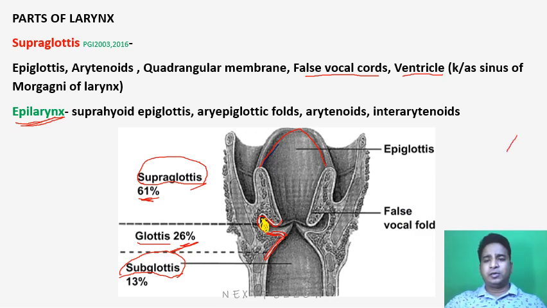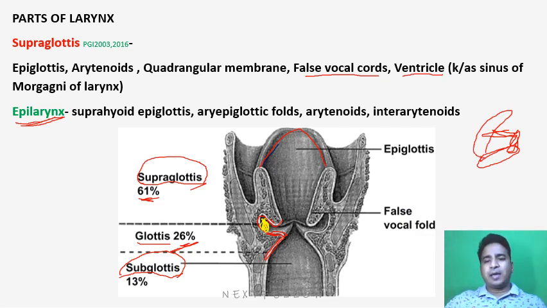So just try to look at this diagram. Suppose these are my arytenoids. Suppose this is my cricoid cartilage, and this is my arytenoids, and these are aryepiglottic folds, and this is my epiglottis part.